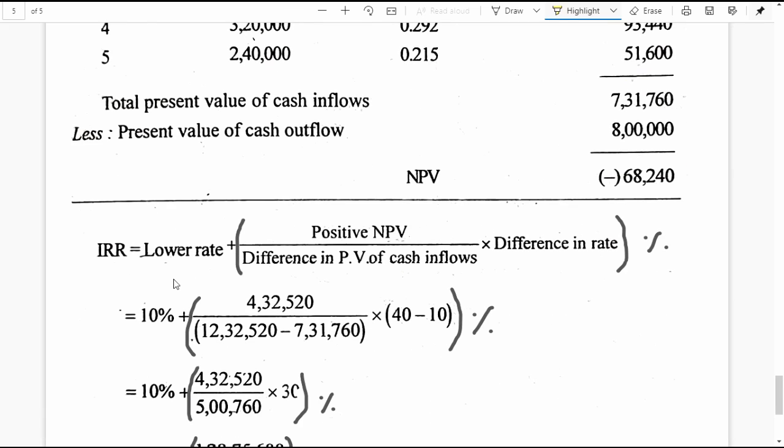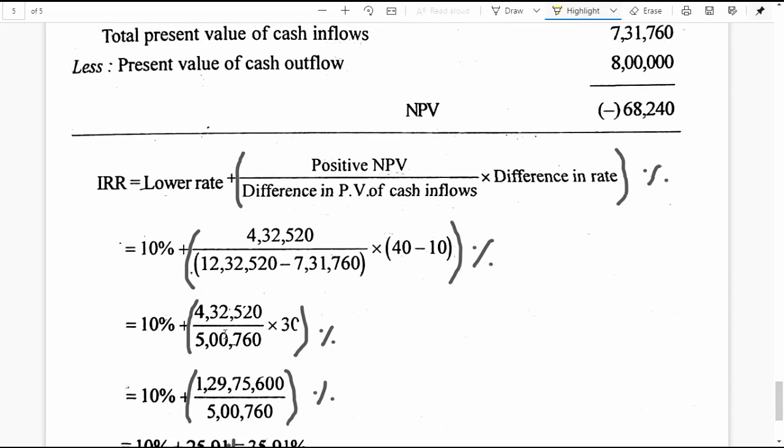Now, let's go for the computation of IRR. What is the formula for calculating IRR? Lower rate among the two, 10% and 40%, which is the lower rate, 10%, plus the positive NPV at 10%, which you have written here. It is 4,32,520, that is the NPV we calculated, divided by the difference in the present value of cash inflows at the two different rates. At 10%, it came to 12,32,520 minus at 40%, it came to 7,31,760, into the difference between the two rates we tried, 40% minus 10%. You don't have to look at the symbols and all. You only look at the difference between the two rates. It comes to 30. Fine.